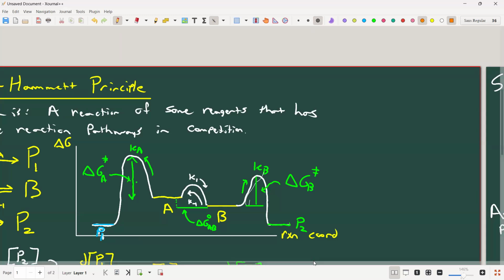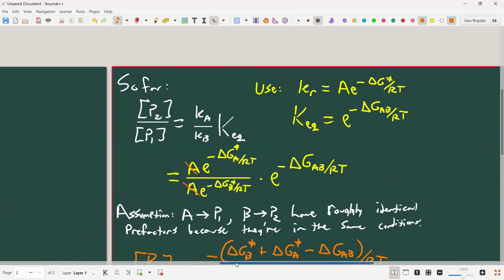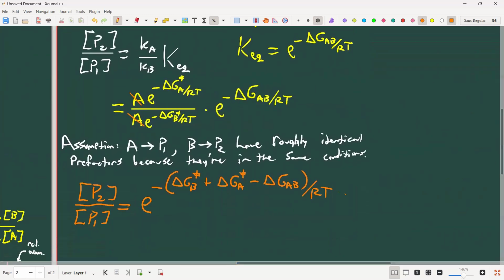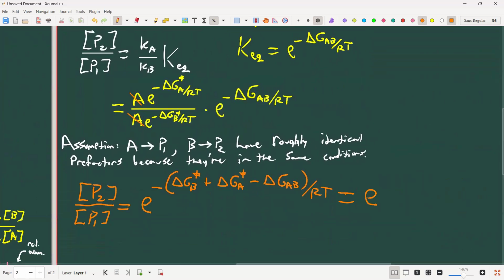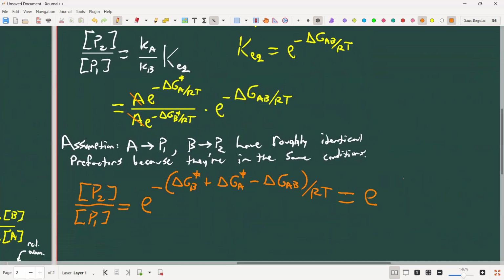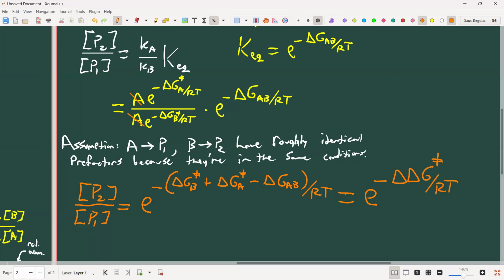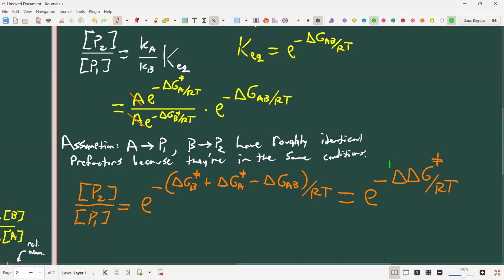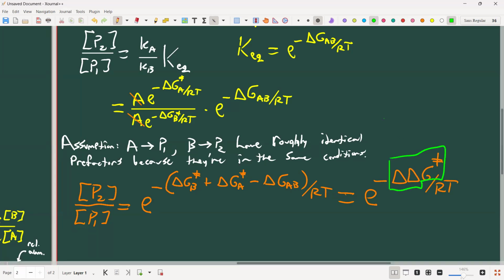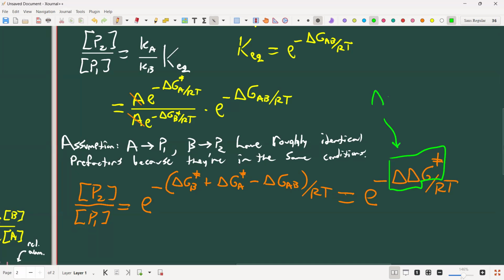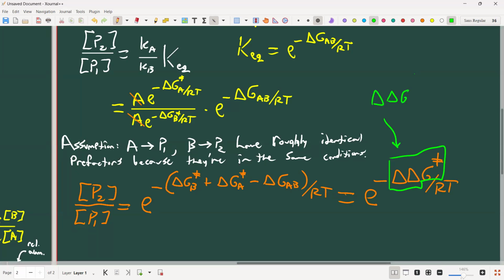So what you end up getting, when you put all of these together, you get e to the minus delta G activation over RT. This number right here, this delta G, which is a terrible way to write things, but unfortunately it's the way we write it. This is the difference between the activation energies.